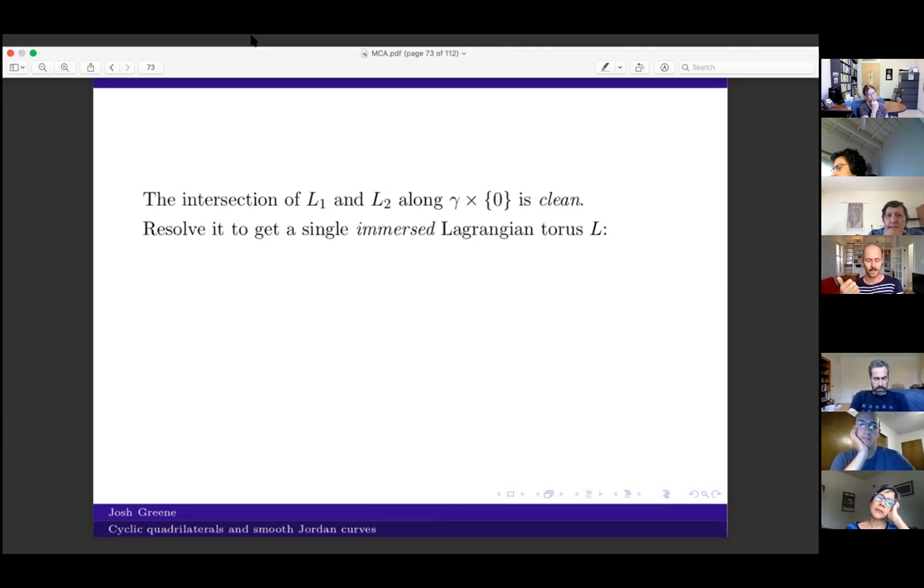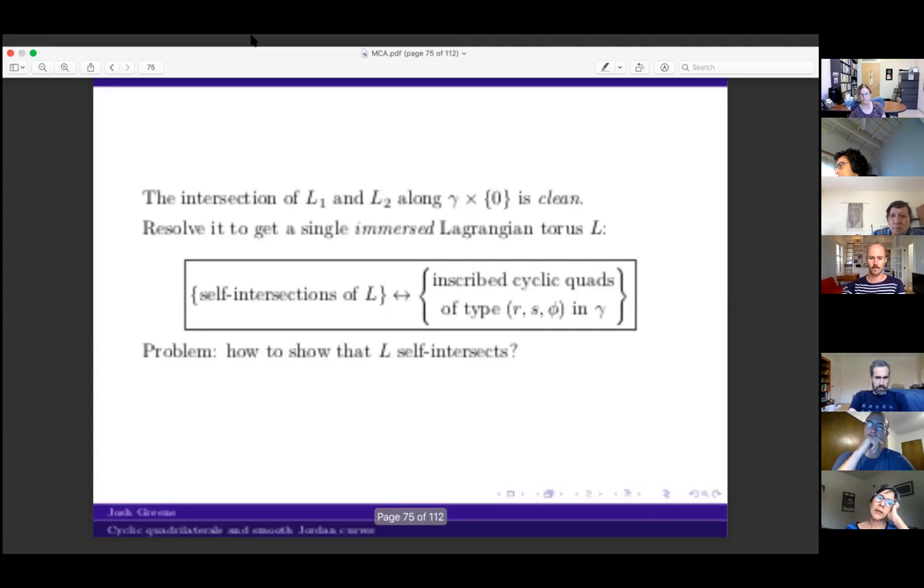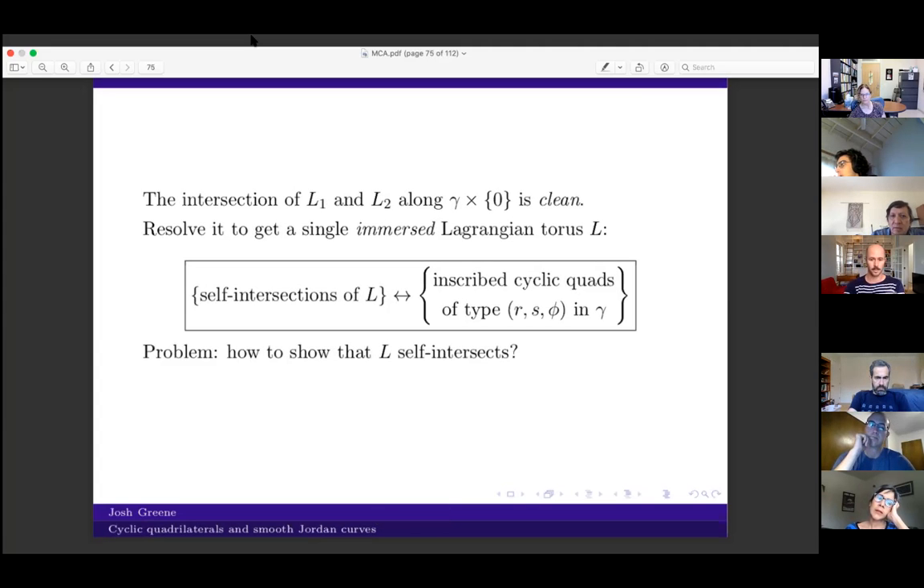It's Lagrangian and it's immersed. And the nice thing about this one single Lagrangian torus now is that the self-intersections of this torus are what parameterize the inscribed cyclic quadrilaterals we're looking for. So now our problem is to show that this immersed Lagrangian torus that we've built actually self-intersects, that it's not embedded.